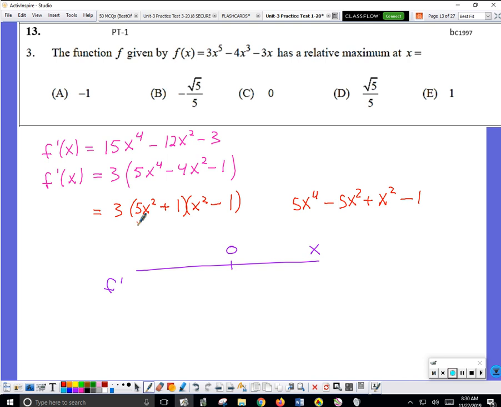Look up. Hey, this is why I'm always telling you, don't get into autopilot mode. Always be thinking as you're working. So I get to here and I'm thinking, okay, I need to make a sign chart, but there's no x that will make this negative. There's not even an x that will make this 0.